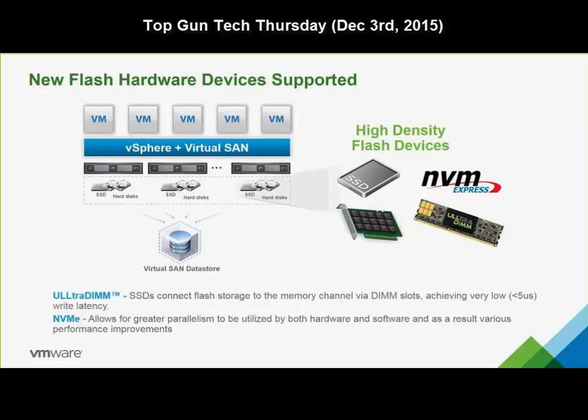We've also added support for newer hardware devices, such as UltraDIMM SSDs, which connect flash storage to the memory channel via DIMM slots, and they achieve a very low write latency, from what everybody's saying. UltraDIMMs provide an even greater density and performance. Then we also have the addition of NVMe, which is a new communications protocol developed especially for SSDs. This allows for greater parallelism to be utilized by both hardware and software. As a result, we're seeing various performance improvements across the board. So these new hardware types can be used with vSAN, improving the performance that you can get out of the vSAN cluster.